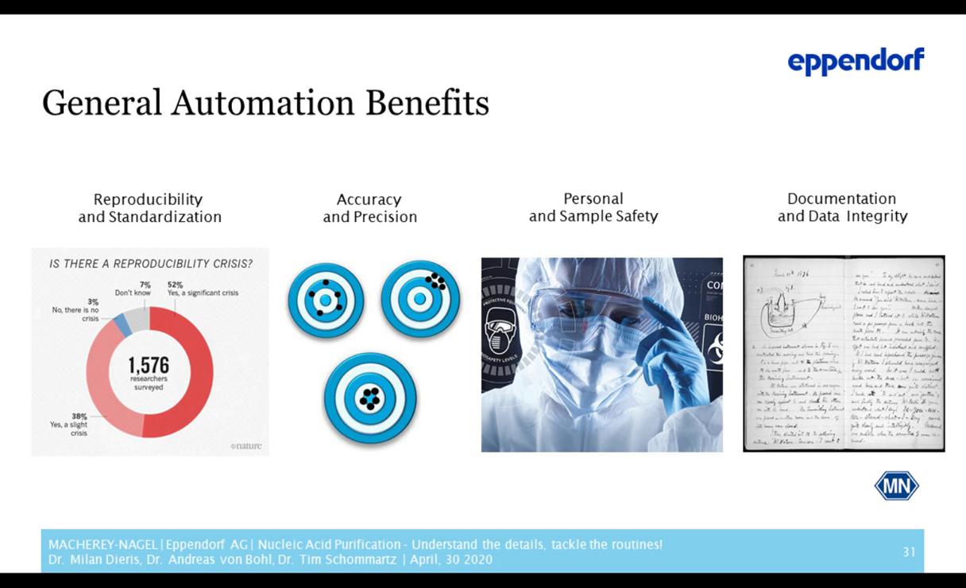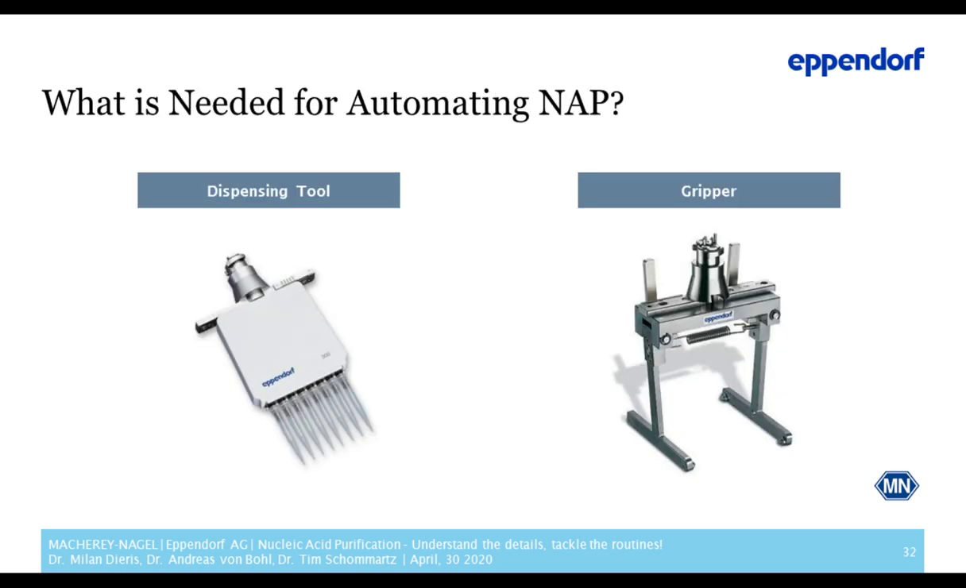There is a big change if you switch to an automated workflow, because you can stop writing up everything manually by hand, because the robot is keeping track of your samples. So sample tracking, sample tracing, reagent tracking and stuff like that is much easier if you work within an automated scenario. But now what is actually needed if you want to automate your nucleic acid purification?